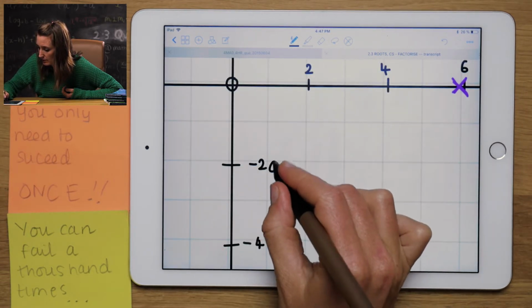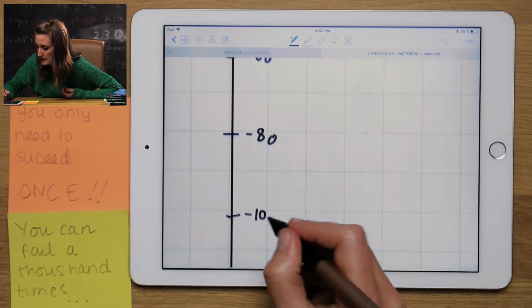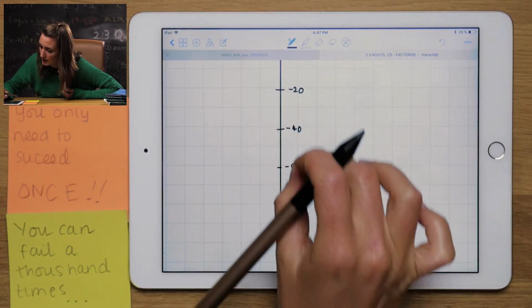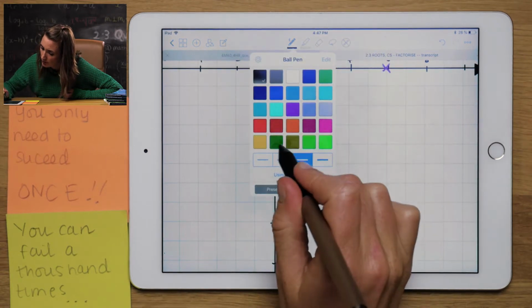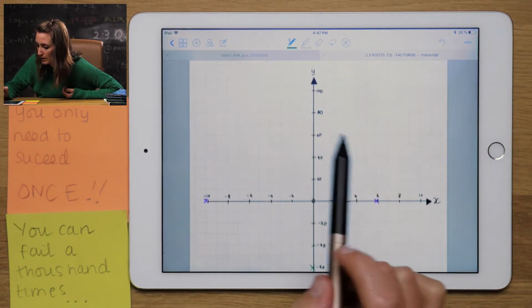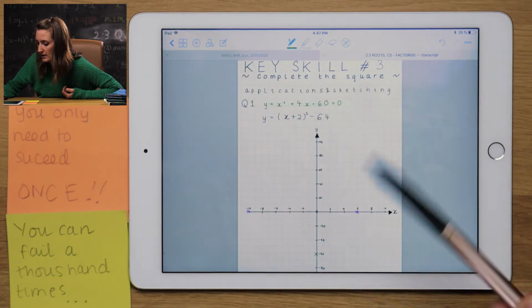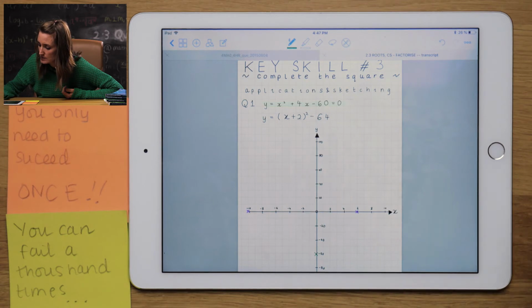I'm going to rework my axes just so they go up in tens, so that I can include that. So minus 20, minus 40, minus 60, minus 80, minus 100. So here I'm going to go through minus 60 on the y-axis. In order to get the y-axis intercept, you need to make x equal to 0.